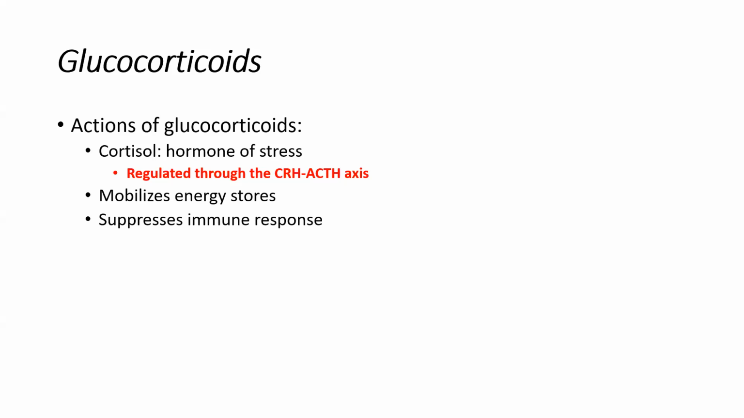Now, the general function here is that we're going to mobilize energy stores, which we need during a time of stress. If you think about physiologic stress, we need to mobilize energy stores in order to adequately handle some of that physiologic stress. It's also going to help suppress the immune response. So it's going to suppress the inflammatory or immune response that may otherwise be experienced during a time of physiologic stress. And a really important example of this is surgery.